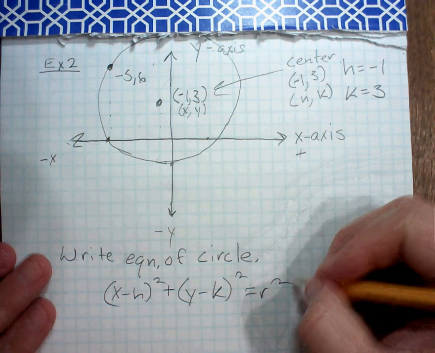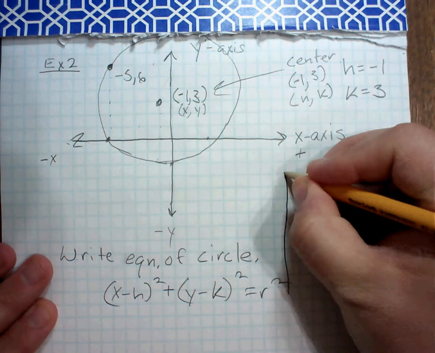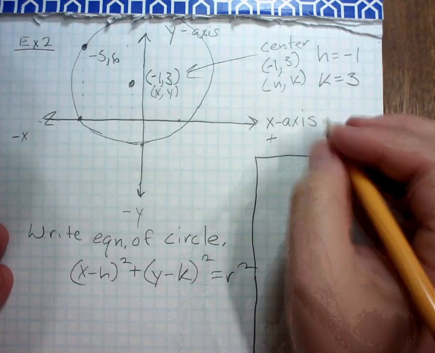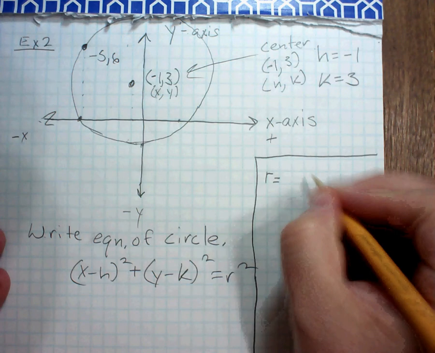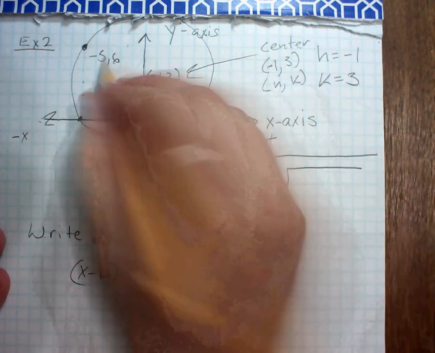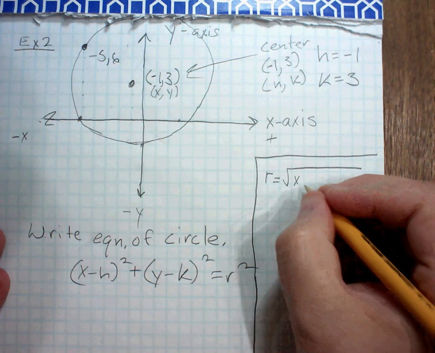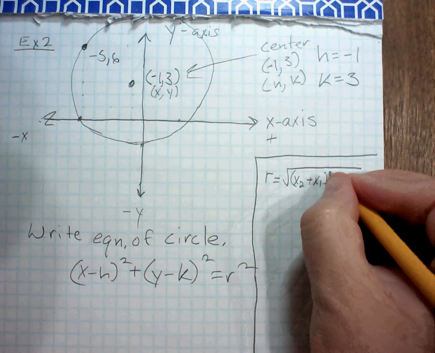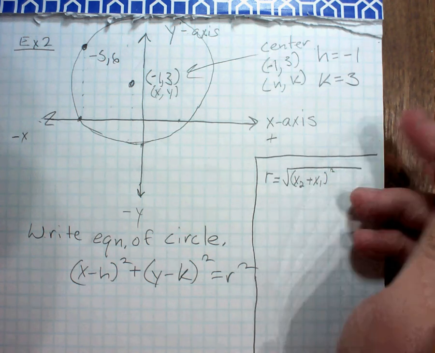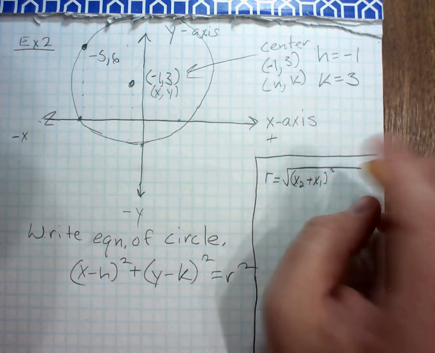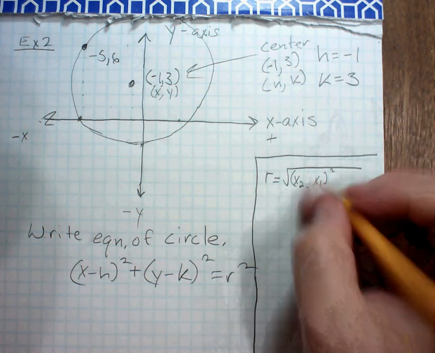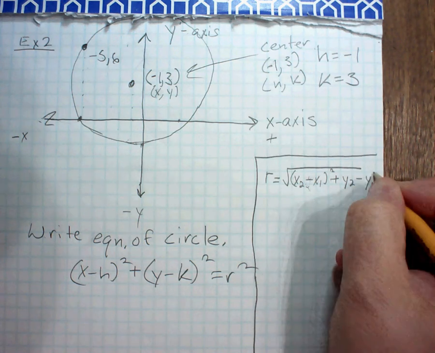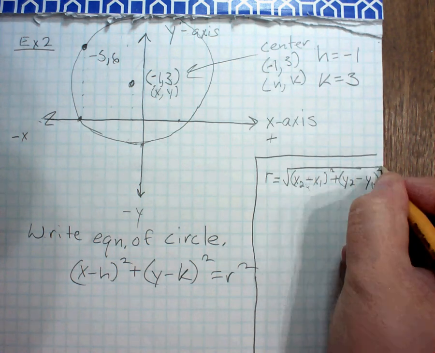So in order to calculate that, over here to the side, I'm going to have to use the distance formula. So the distance formula, my radius then is equal to the distance of these 2 points. And that formula, if you remember, is the square root of x sub 2 minus x sub 1 squared plus y sub 2 minus y sub 1 squared. I keep forgetting that it's minus. So that's the distance formula.